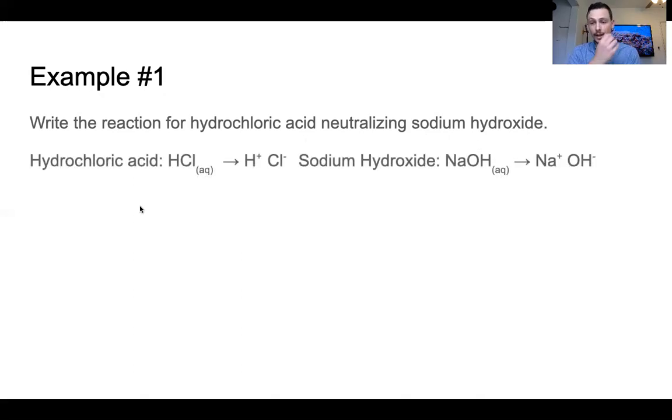So hydrochloric acid, if we think back to our naming, if we have the hydro out in front, that means that it's just a binary acid, meaning it's hydrogen and one other element. That one other element is going to be chlorine. We can tell from the chloric ending to our name here. So hydrochloric acid is HCl.